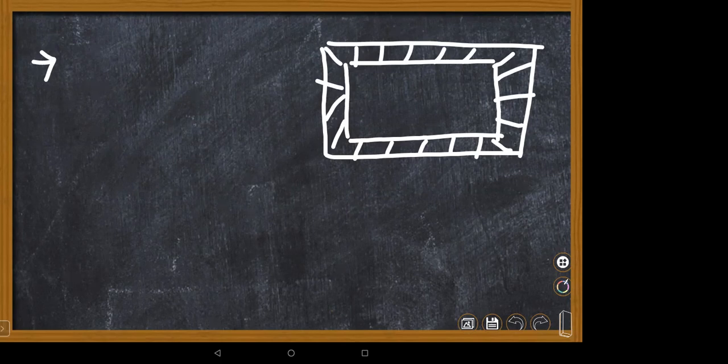Ma'am, we can also calculate it as the breadth of the bigger rectangle minus breadth of the smaller rectangle, multiplied by length of the bigger rectangle minus length of the smaller rectangle. Very good, Sahu. Good job.